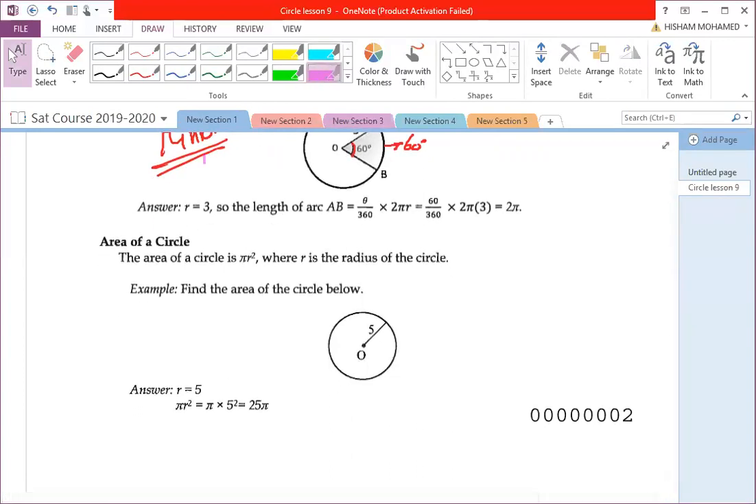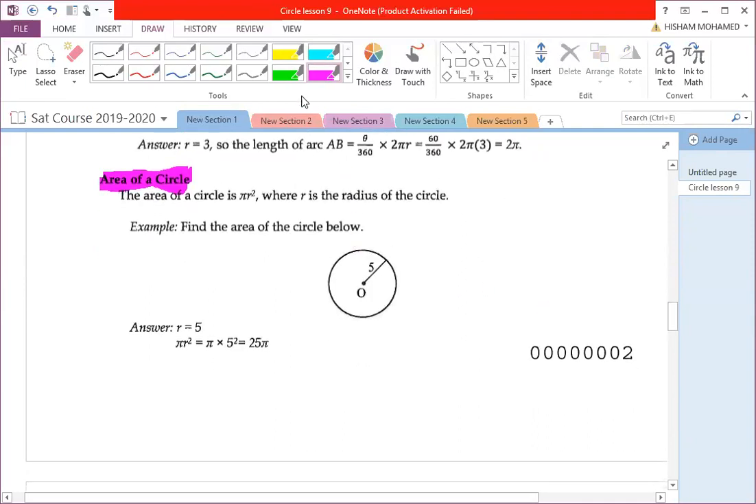But what about the area of the circle? The area of the circle means all the points inside and on the line of the circle, the union of all of these points. And the area of the circle is pi r squared. For example, if I have a circle with radius 5, 5 squared is 25, so I can say directly that the area is 25 pi.